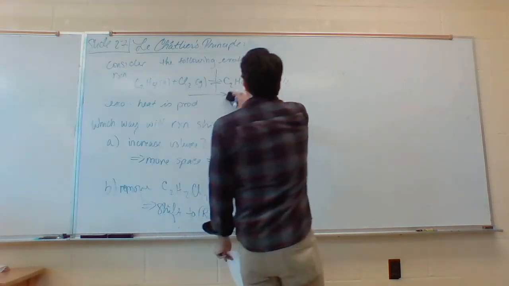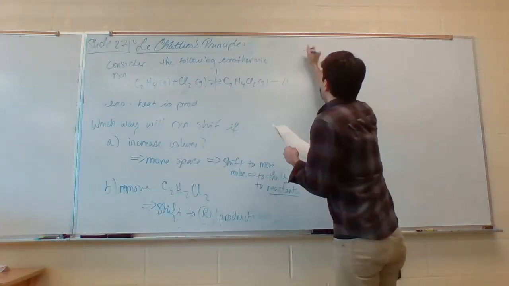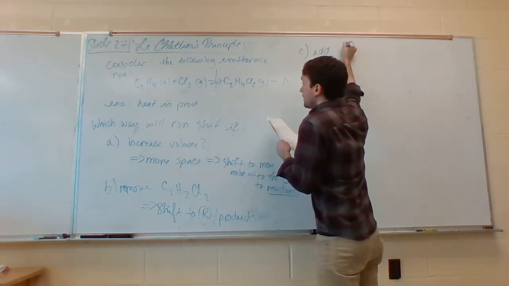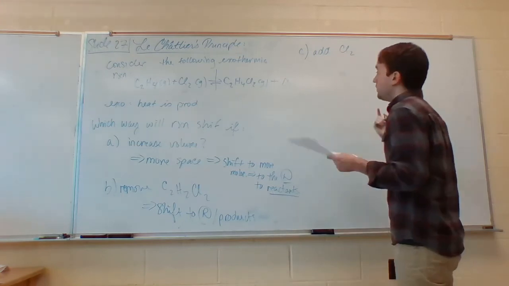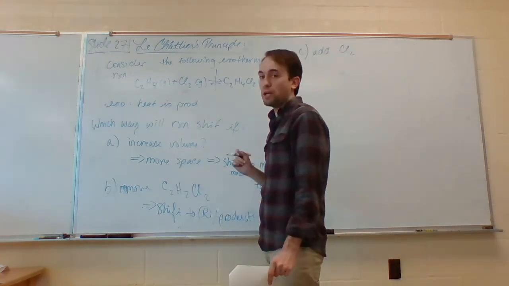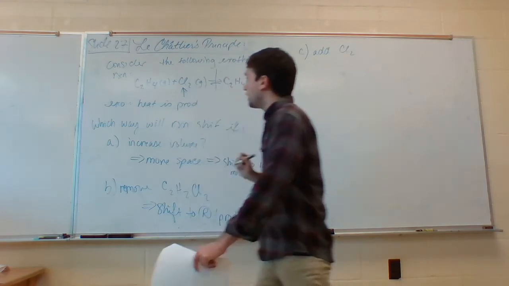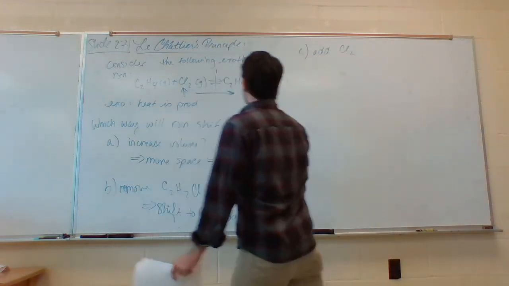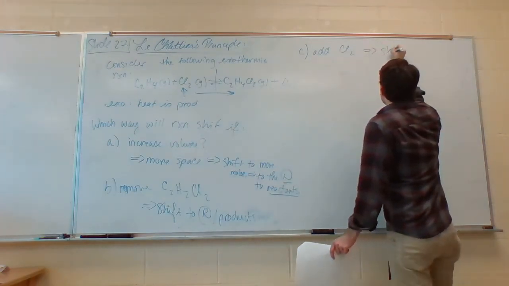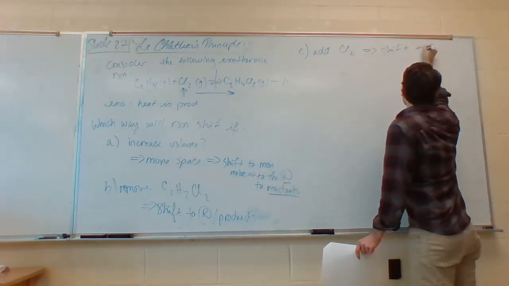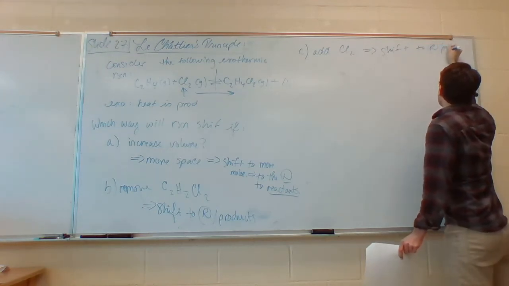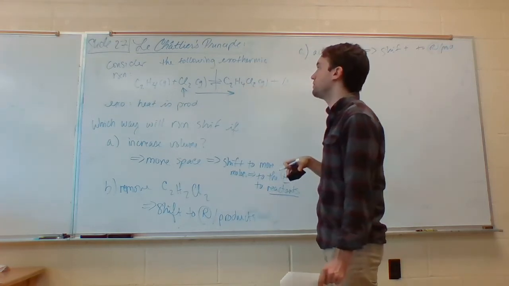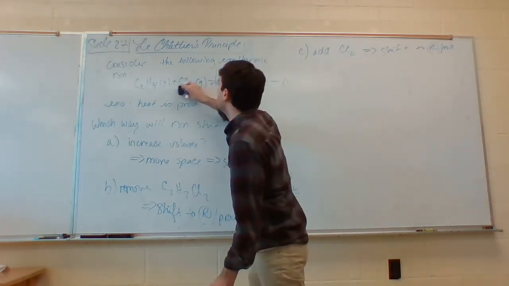Okay? Now, what about C? Well, for C, what if we add Cl2? Well, if we're adding Cl2, what happens? What changes? The Cl2 increases, so that side is stronger, which means that it will shift to the right. Or to products. All right, which means that we will be increasing our concentration of C2H4Cl2. Okay.